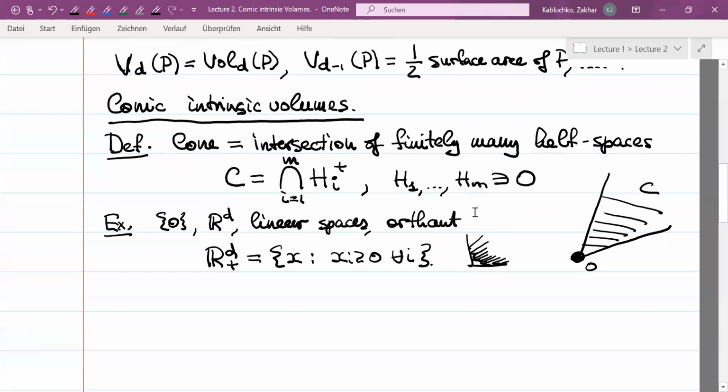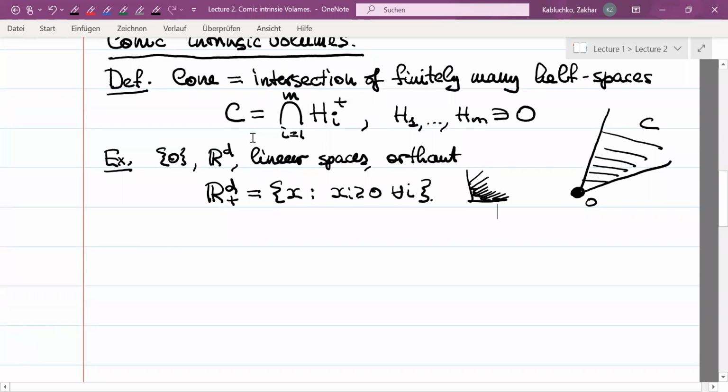And in general, a cone is just a set of solutions to a finite system of homogeneous linear inequalities. Homogeneous means that on the right-hand side we have 0. So it's a set of solutions to a finite system of homogeneous linear inequalities. One more example, the Weyl chamber, which we shall see later in this talk. It's the cone given by the following system of inequalities: x_1, the coordinates of the point, are decreasing. It's a Weyl chamber of type A, for example.